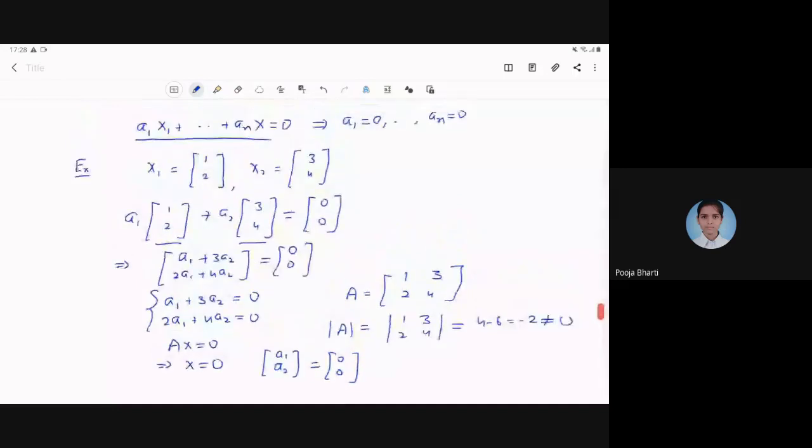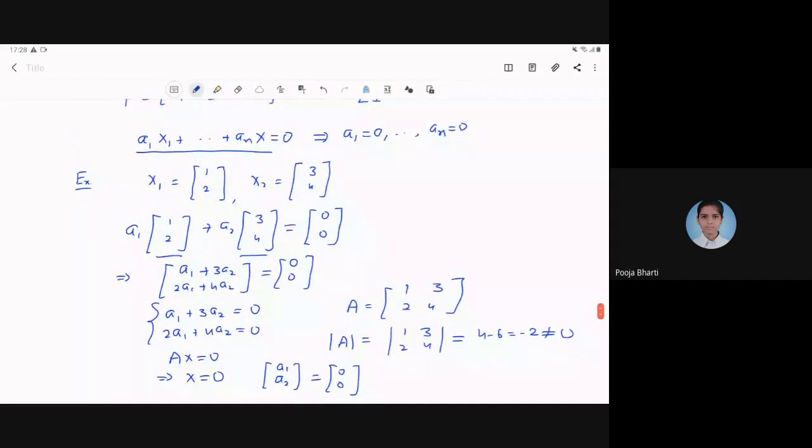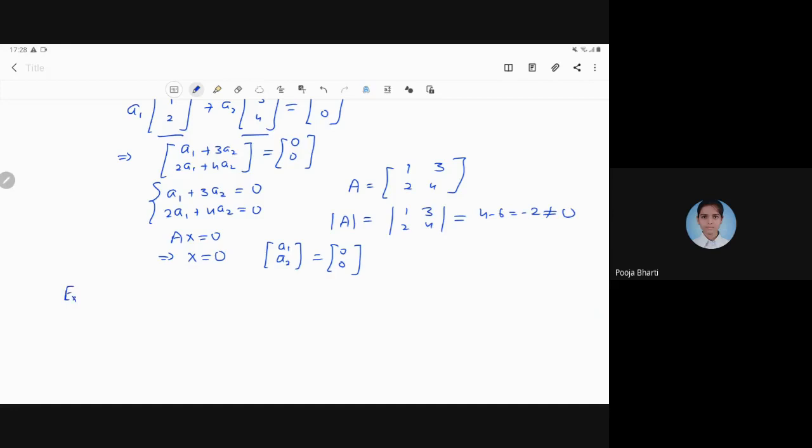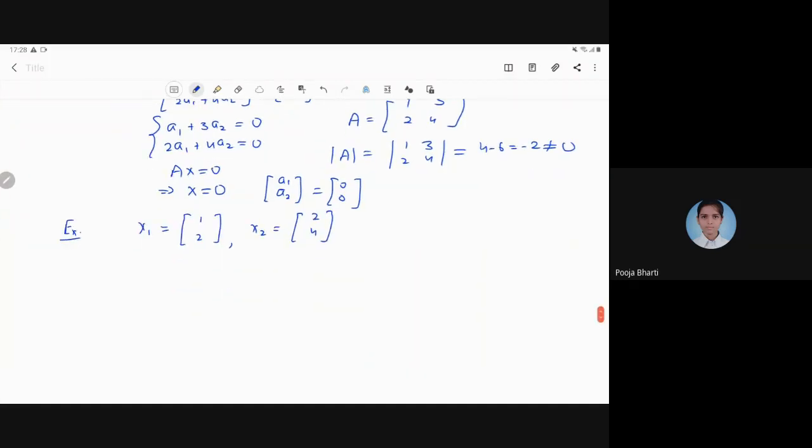Now you understand this definition that I told you earlier. If you put the linear combination of the vectors equal to zero, and if you get all these constants equal to zero, that means the vectors are linearly independent. See another example. This time I'm taking two vectors, 1, 2, and 2, 4. Check whether these are linearly dependent or independent by using the definition.